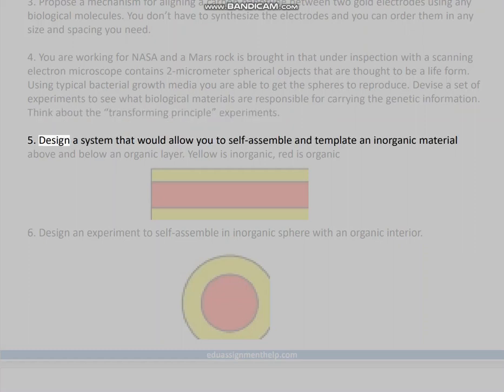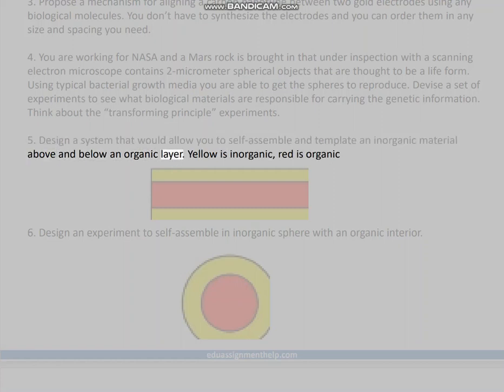5. Design a system that would allow you to self-assemble and template an inorganic material above and below an organic layer. Yellow is inorganic, red is organic. 6. Design an experiment to self-assemble an inorganic sphere with an organic interior.